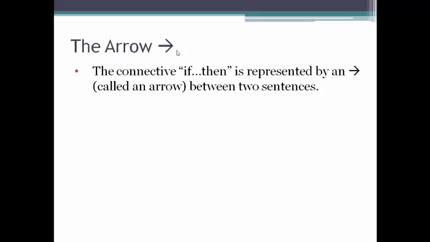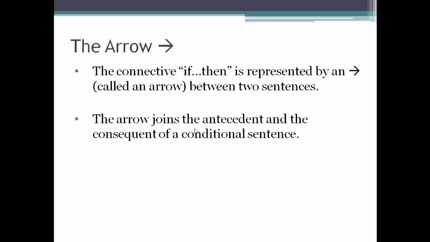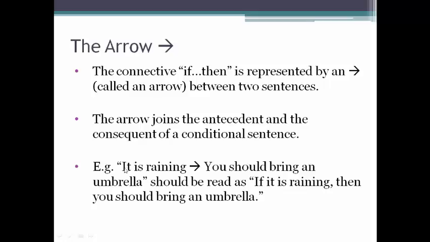Okay, so this is our very first symbol that we're going to cover, the arrow. In some other texts, what we're using as an arrow is sometimes used as a horseshoe symbol, but we're sticking with the arrow. The connective if-then is represented by an arrow between two sentences. The arrow joins the antecedent and the consequent of a conditional sentence. So, for example, "it is raining, arrow, you should bring an umbrella" should be read as, "if it is raining, then you should bring an umbrella." So the antecedent goes before the arrow, then you get the arrow, and then you get the consequent afterwards.